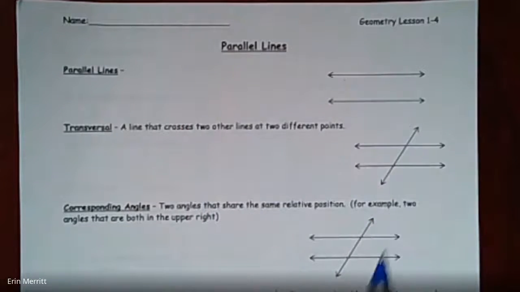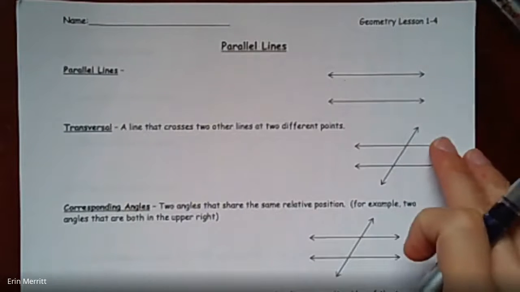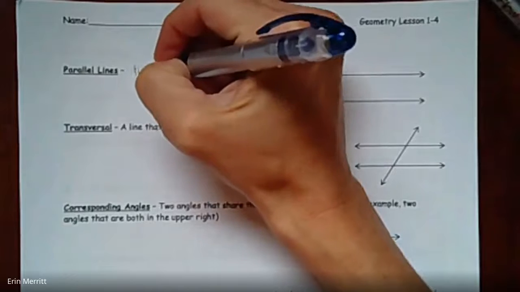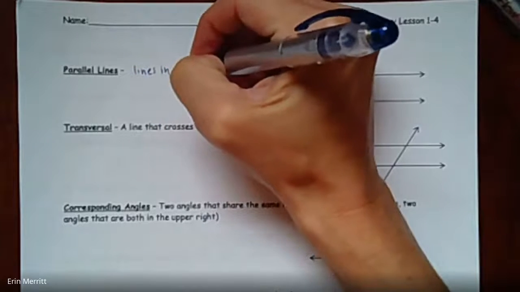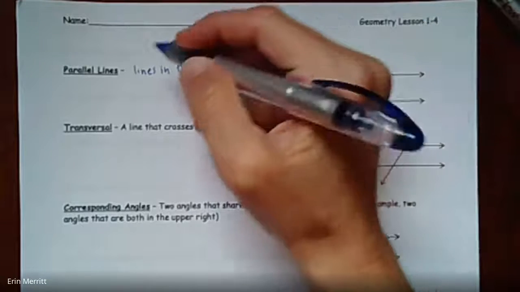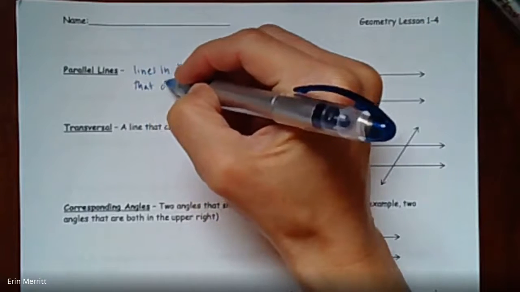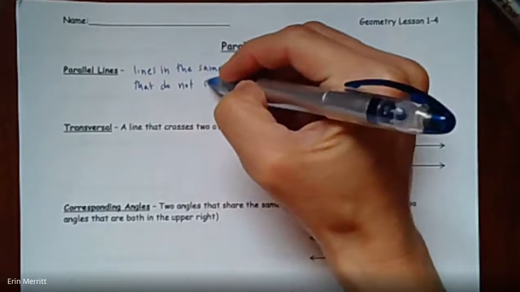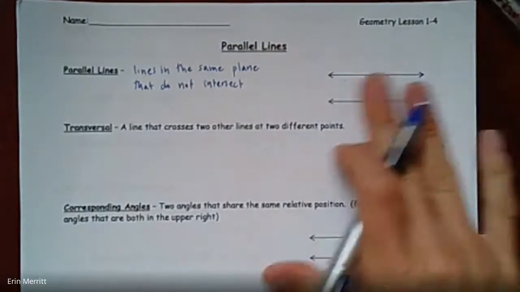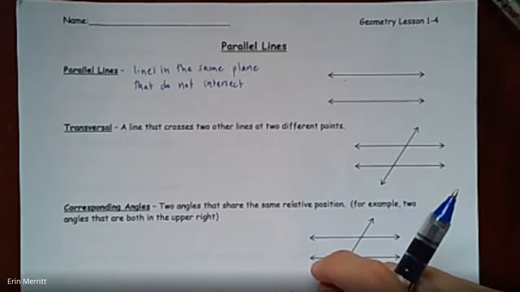First thing, just a quick definition of what parallel lines are. So a lot of times we think, two lines that don't cross or don't intersect. And that's exactly what it is. So they are lines in the same plane that do not intersect. So like in this case, on the same flat surface that do not intersect.